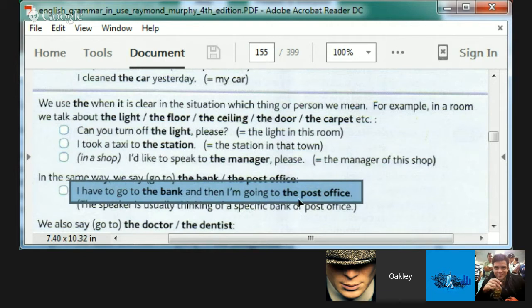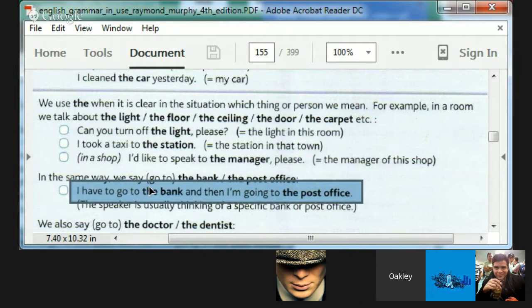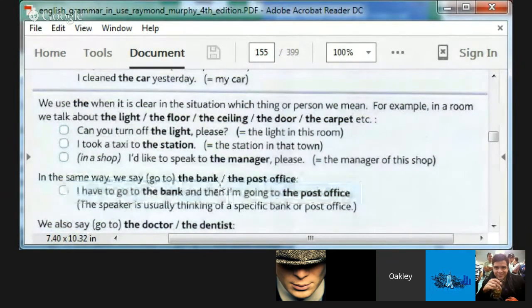Right, if it makes no difference, you can accomplish the same task at any bank, then you would say a bank. I have to go to a bank. For example, maybe I have traveler's checks. You can go to any bank with an identification and cash a traveler's check. Doesn't matter what bank. So I need to get to a bank.